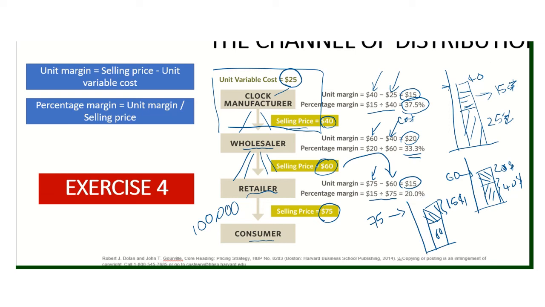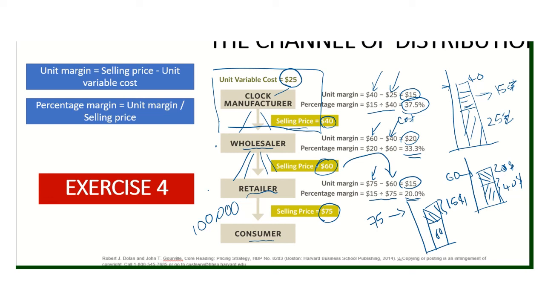This is the answer for your trade margin issue. All you're trying to determine is at what levels the percentage is happening, because obviously everyone has to make money. The thing is, these guys are selling in bulk. The clock manufacturer probably sells to the wholesaler in bulk units, like, I'll sell you 40,000 units of clocks if you buy it from me for $25. The wholesaler sells to the retailer, saying, I'll sell you 10,000 units for $40 or $60.